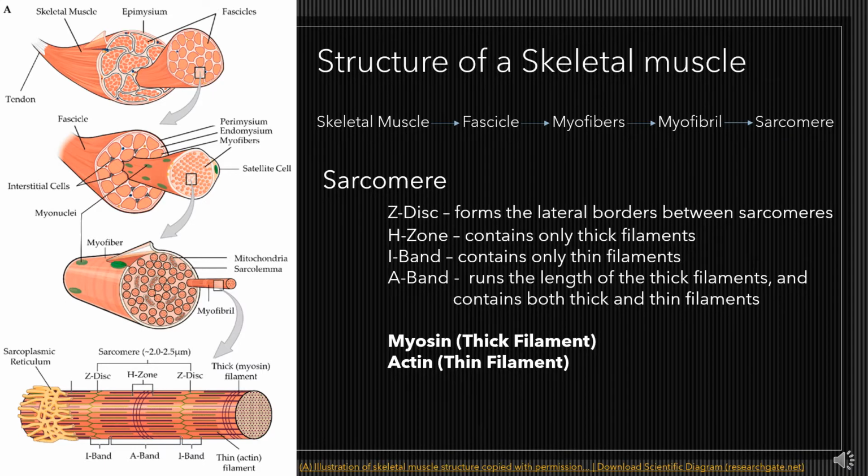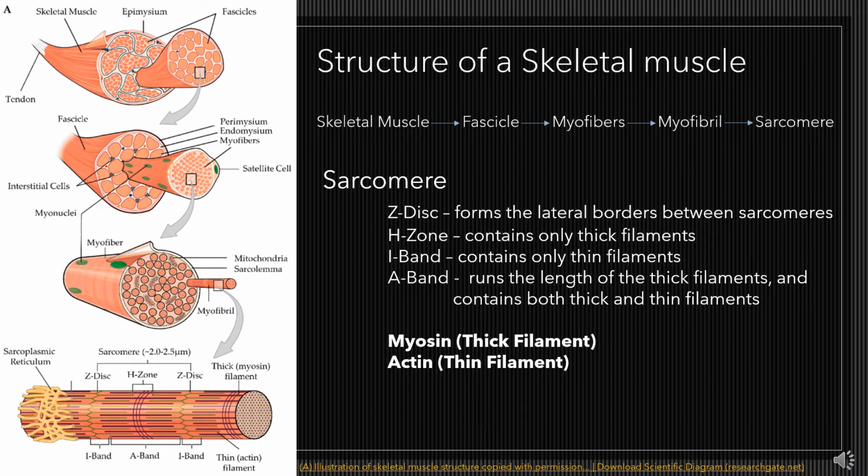Skeletal muscles are connected by tendons to bones of our skeleton. In the top portion of the diagram, we will see the fascicles located within the skeletal muscle. Within each skeletal muscle are many fascicles held in by the epimysium.